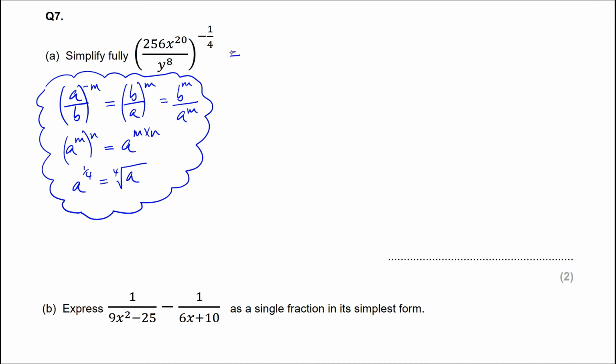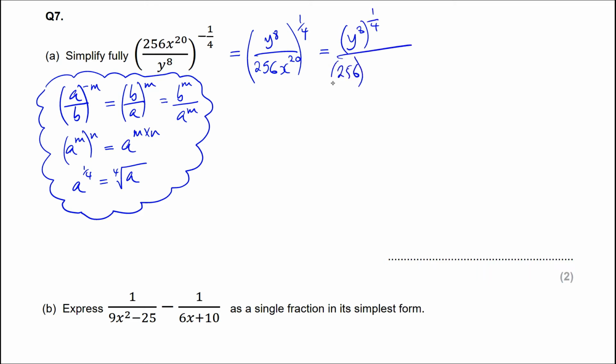So the first thing that I'm going to do here is to get rid of the negative power by switching the numerator and denominator. So this is same as y to power 8 over 256 x to power 20, all this to power a quarter. And then, so everything is to power a quarter, so we apply that. So this is same as y to power 8 to power a quarter over 256 to power a quarter multiplied by x to power 20 to power a quarter.